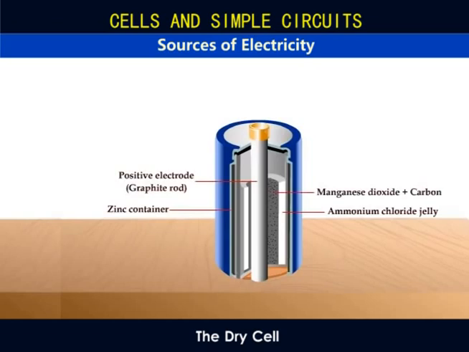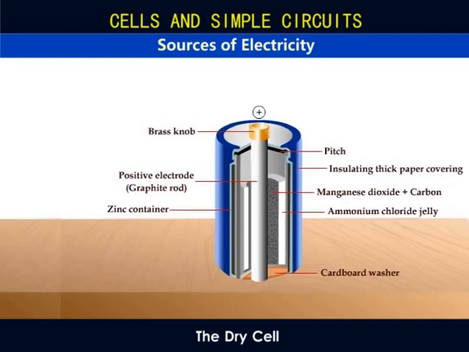A mixture of manganese dioxide and powdered carbon surrounds the graphite rod. The jelly is kept moist by sealing the top of the cell with pitch. A cardboard washer is used to prevent the cathode and the anode from coming into contact. The zinc can is surrounded by an insulating thick paper covering. The positive terminal is a brass knob at the top, while the negative terminal is at the base.